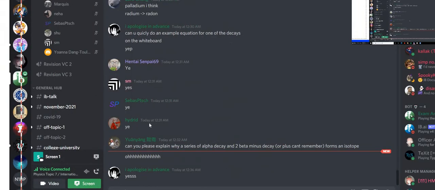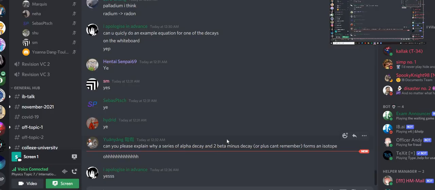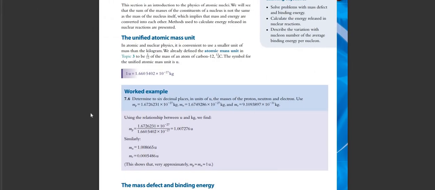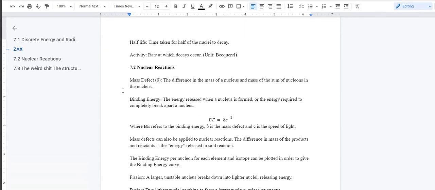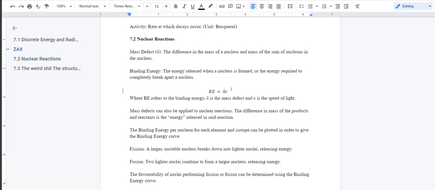Before I move on to nuclear reactions, let me just see. Okay, no questions. So we're good to move on to nuclear reactions. Let's go through this a little quicker. I thought I'd be done with the session by now, but anyways, that's irrelevant.